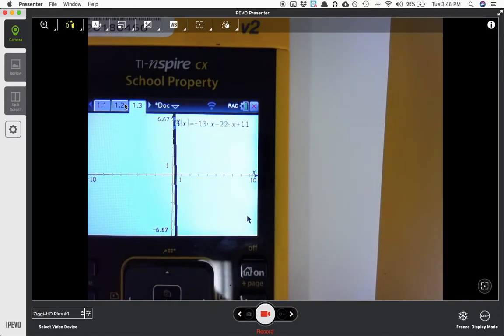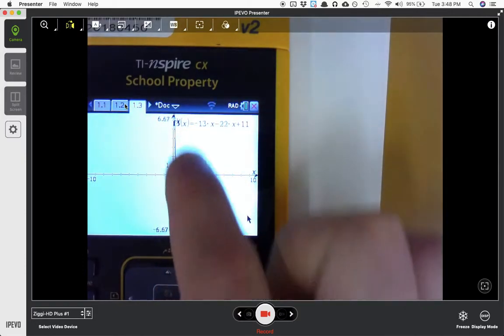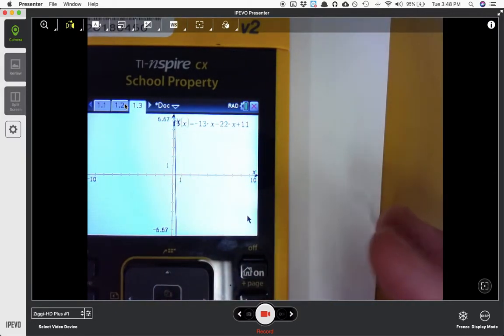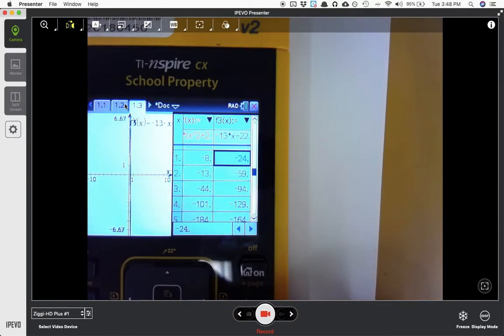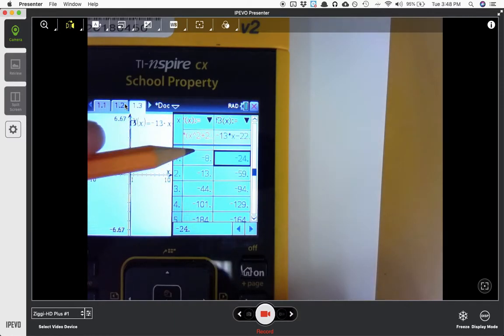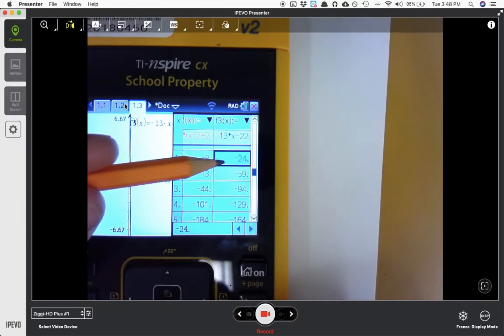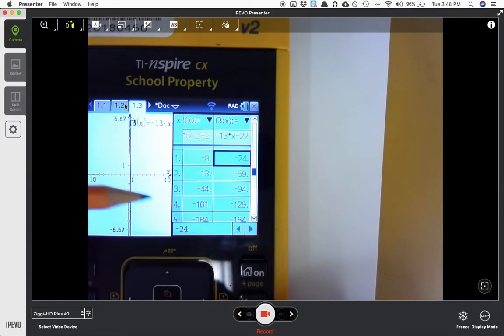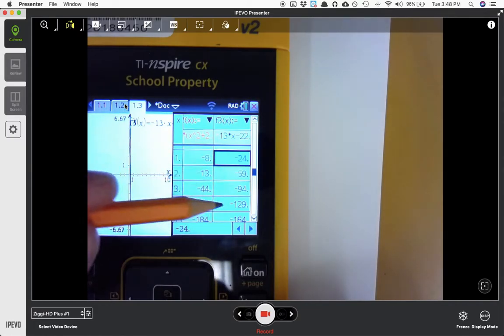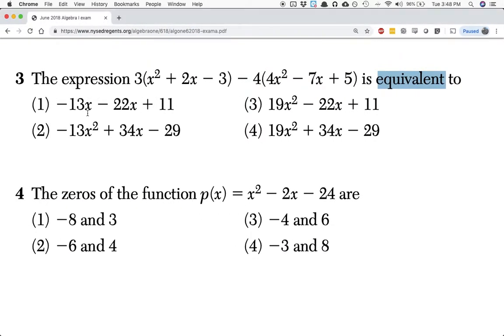Check that. Something shows up on the graph. Immediately I should know that's no good because my first one didn't show up on the picture. If I hit Control T and check my tables, this x over here is the x for everyone. When x is 1, my original function was negative 8. The second one I just did was negative 24. These two are obviously not equivalent because they're not the same. They should be the same in both of these columns when the x's match. So it's not answer choice 1.